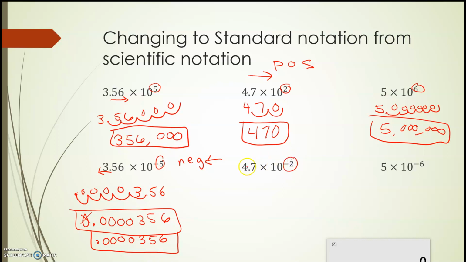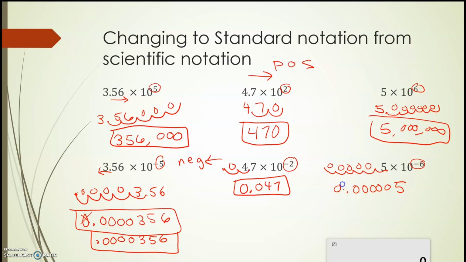It's negative, so we know it's getting smaller, so it has to go this way. We go that way 2 times. So it's going to be 0.047. Again, you can choose to put that 0 out front if you want, but you don't have to. Here we have a negative, so we're moving left again. This is 5. So we're going to put the decimal after the 5, and we move it 1, 2, 3, 4, 5, 6. Again, we fill in all zeros. There are 5 zeros being added. You can add that 0 out front if you would like, but you don't have to.